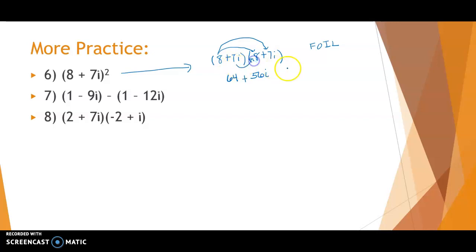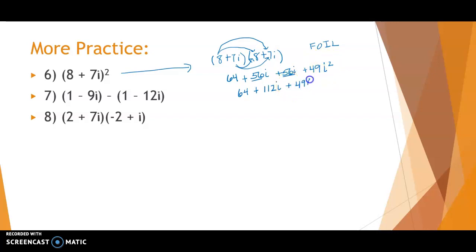Then we do the inner two numbers. Again, we get 56. We keep the i. And we do the last two numbers, and we multiply. 7 times 7 is 49. i times i is i squared. So now we have some simplifying to do. So we get 64 plus, adding these two like terms, 112i. And we have simplifying to do here as well.